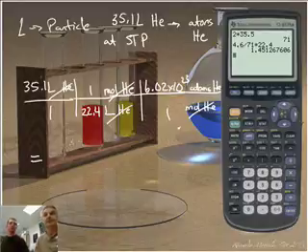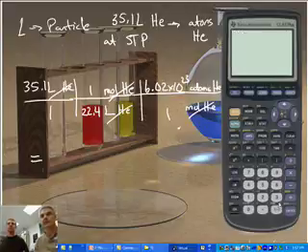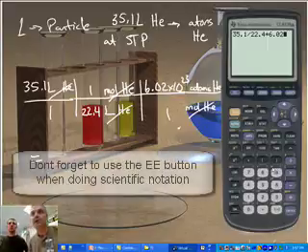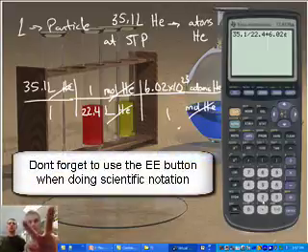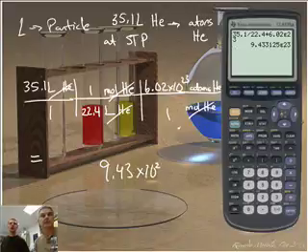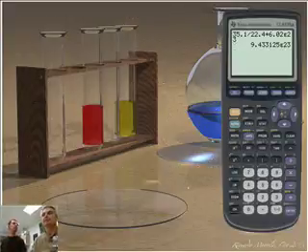So now we do the math. So that's simple. 35.1 divided by 22.4 times 6.02, second function E, 23. Enter. So I get 9.43 times 10 to the 23rd atoms of helium. All right. That's not too bad. Easy schmeezy.